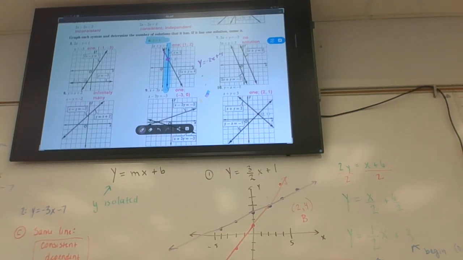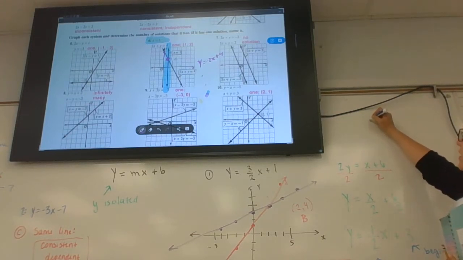I can't figure out 9. So if you did this right here, Miss Baldwin, would you divide by 3 and would that be 3 over 3? You're asking about getting the bottom equation alone? Yeah. Okay.